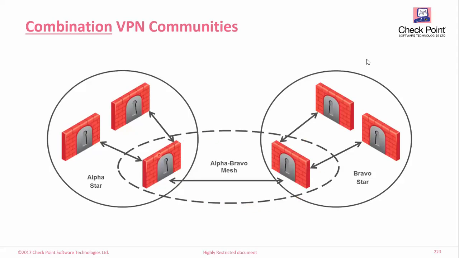So it says, how do we do that? Well, the answer is going to be your longest answer of the 4, because it's going to say, first, you'll set up a combination VPN community. In London, you'll set up a star community between the London headquarters and its satellite offices. In New York, you'll set up a star community between the New York headquarters and its satellite offices, but between London and New York, you'll set up the mesh community.